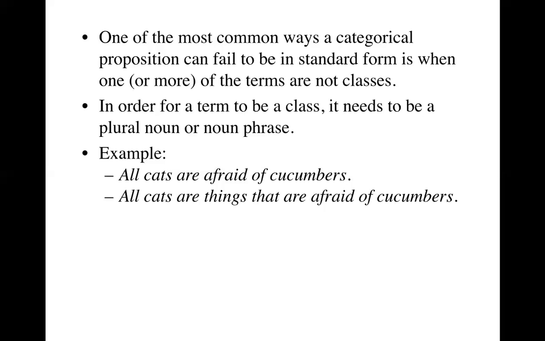It's most common that it's the predicate term that isn't a noun or a noun phrase, and that makes sense. It's usually the case that the subject term is a noun or noun phrase already, but if it's not, then you use exactly the same trick to fix the subject term. Just add things to it. So things that are, and then whatever the descriptor is.